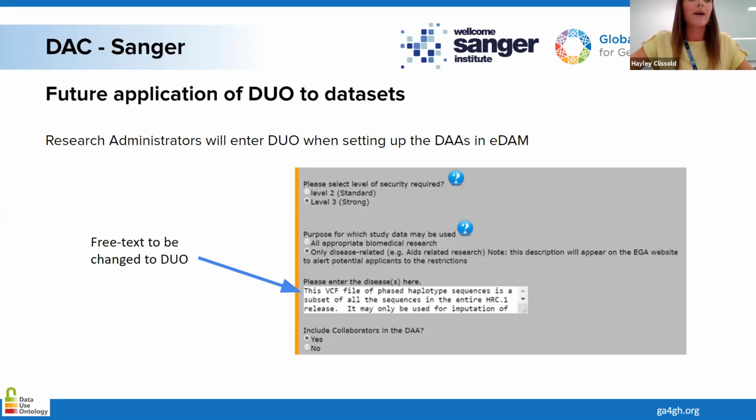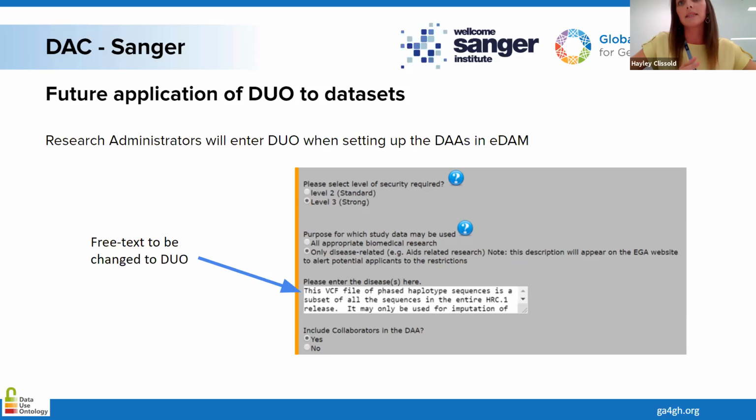Now I'm going to talk about how we're going to apply DURI to our data sets in the future. At the moment we have a data sharing portal called EDAM, and this has both an internal and an external facing site. Internally it's used to set up data access agreements, and externally it's used for external researchers to submit a data access request. When a new data set has been generated and it becomes available in the EGA, it's our research administrators who work within the research programs at Sanger who manually input information about the data sets in EDAM and subsequently in the data access agreement.